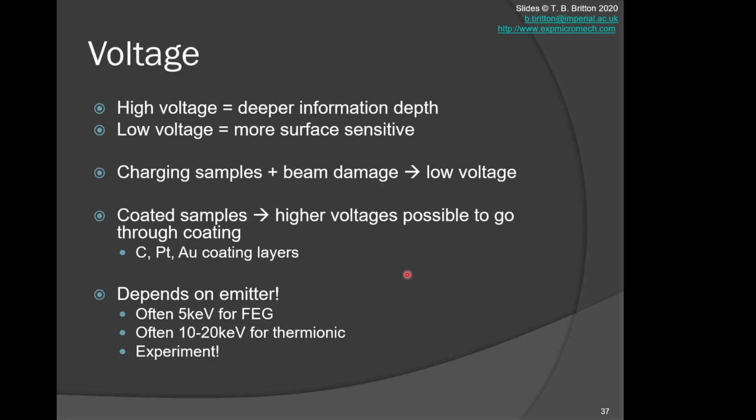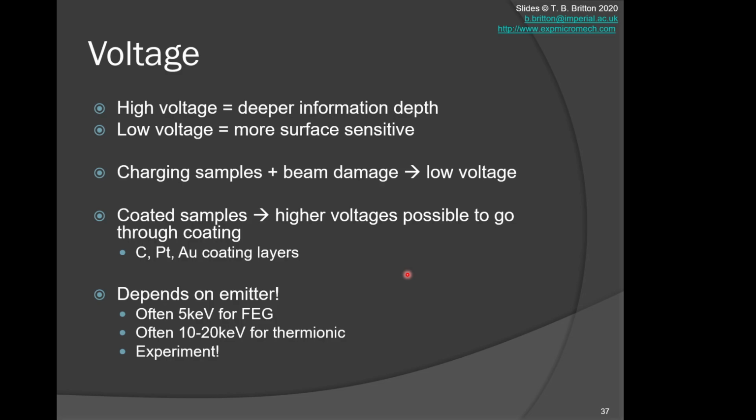Now, what's really important, if you have a sample that is charging, so it's not pulling the electrons away, then what will happen is you will actually build up localized regions of charge. So you get a load of negative electrons at the surface. That will deflect your primary beam and can cause some artifacts. And it may also act as a surface lens. So you would be slightly careful if your sample is charging. So charging is a bad thing.